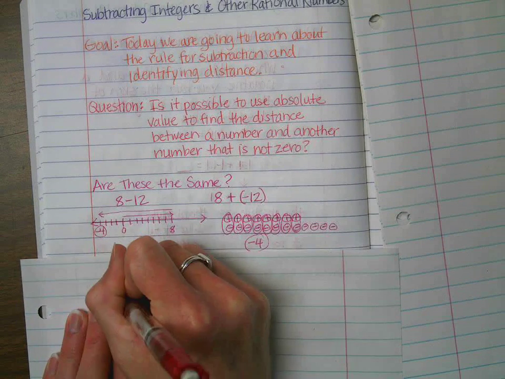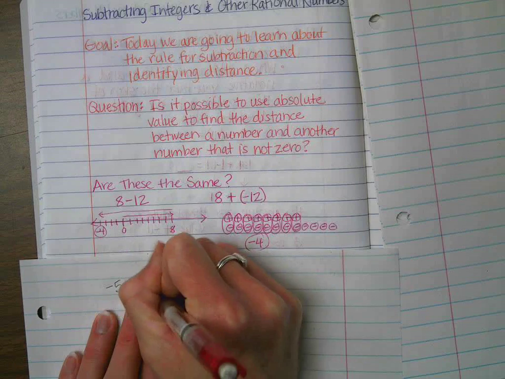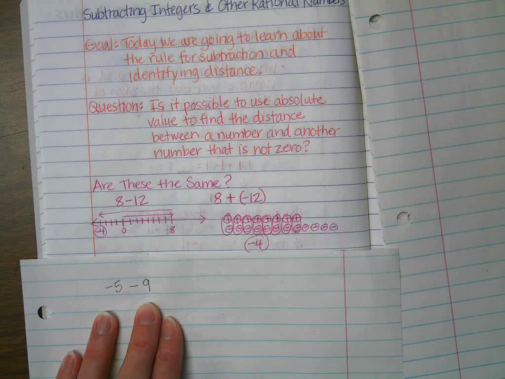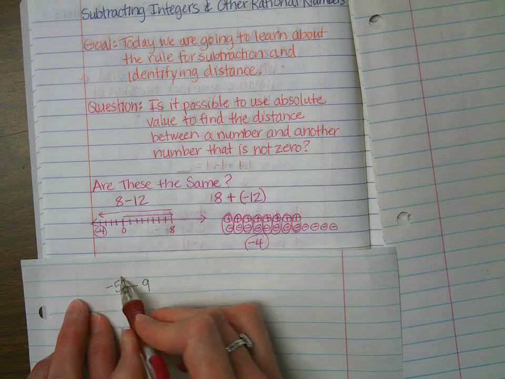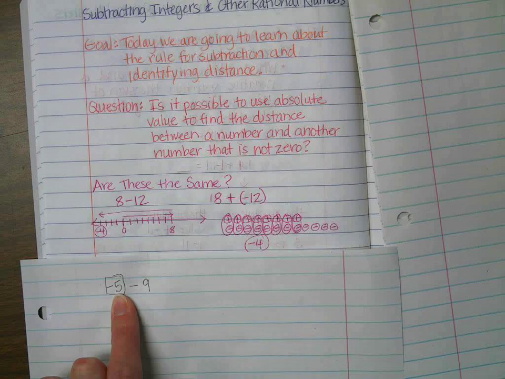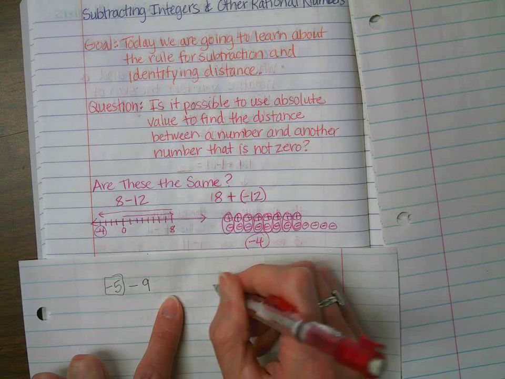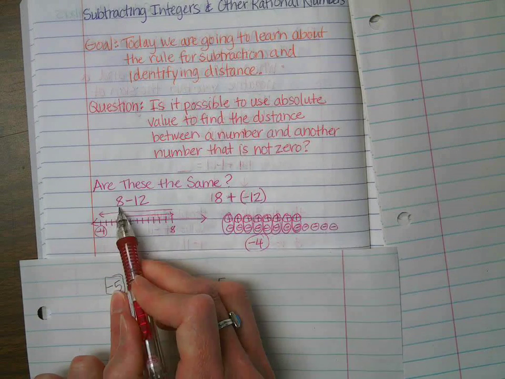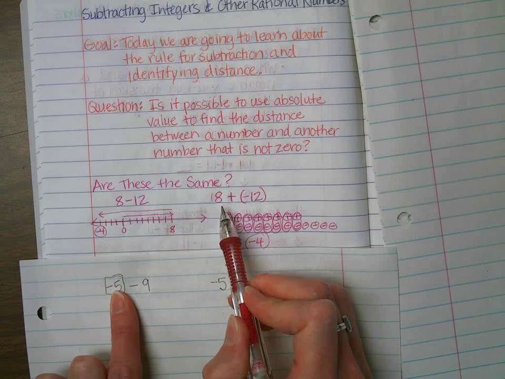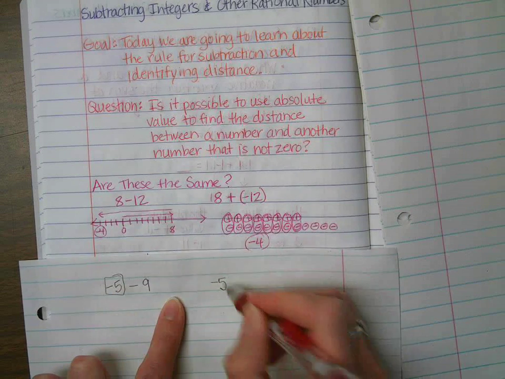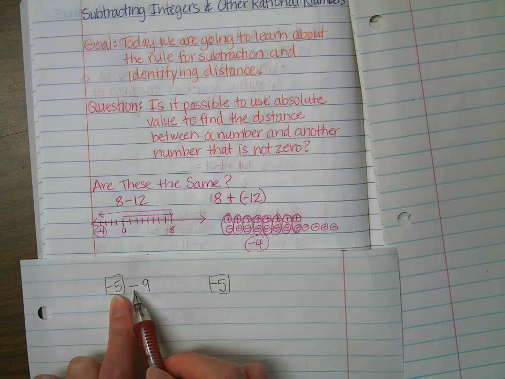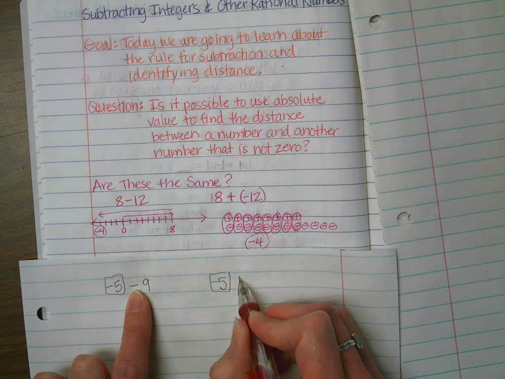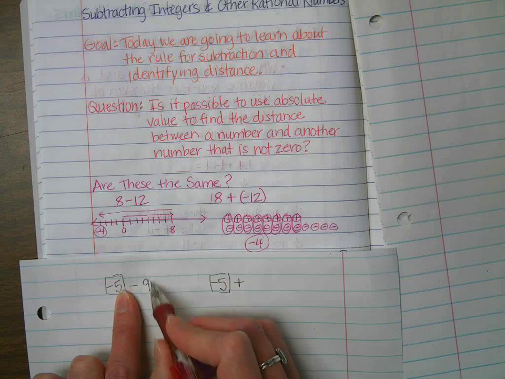Let's try one. What if I have -5 minus 9? So we're saying, if we can prove this, that you add the opposite. So the first number, the first value, always remains. So if this is a -5, over here it's going to be a -5. Look, this was a positive 8, so what did it become over here? It remained a positive 8. Okay, so these are exactly the same. But what we're saying is, instead of subtracting, we can add the opposite.